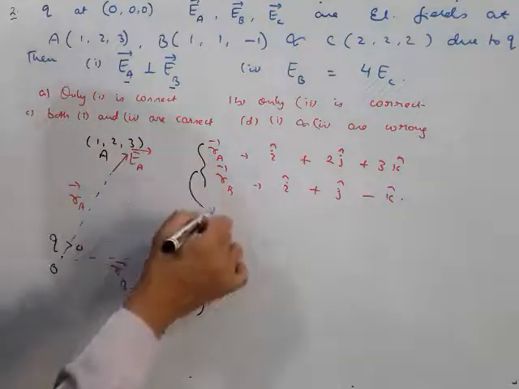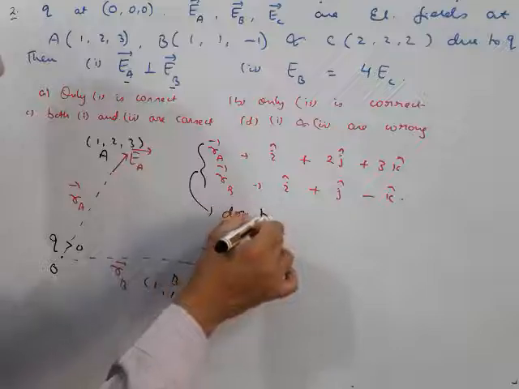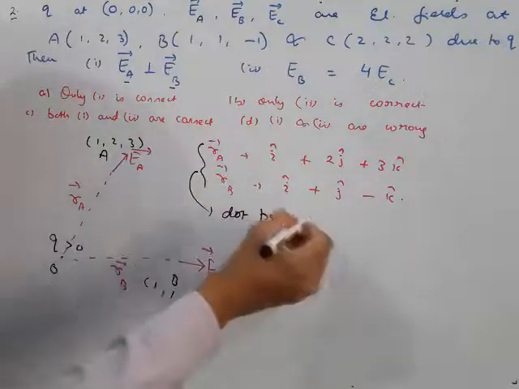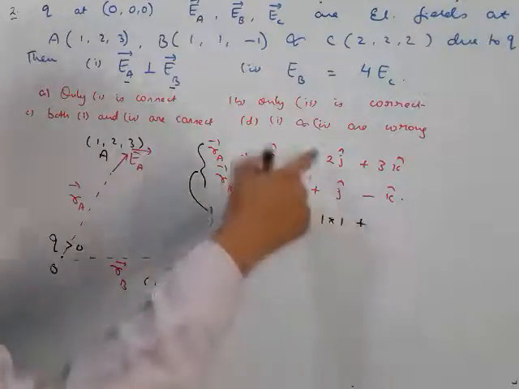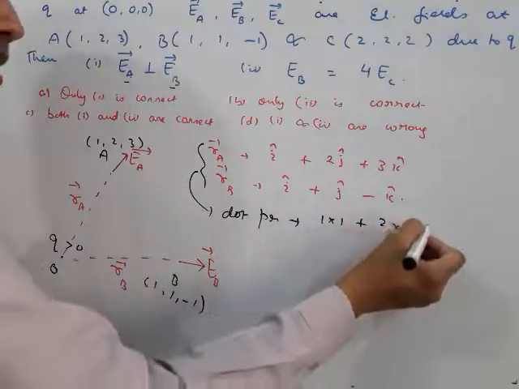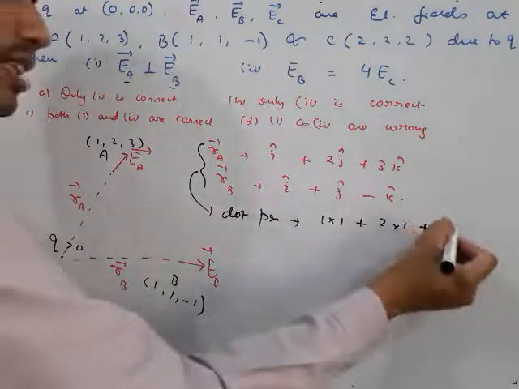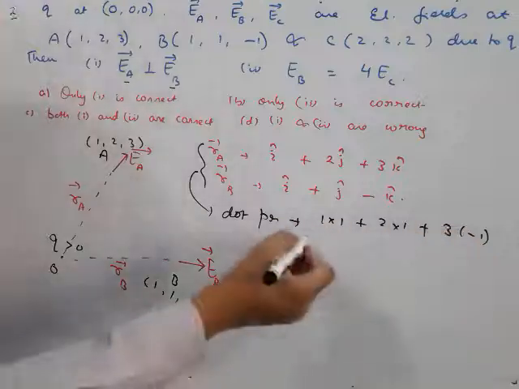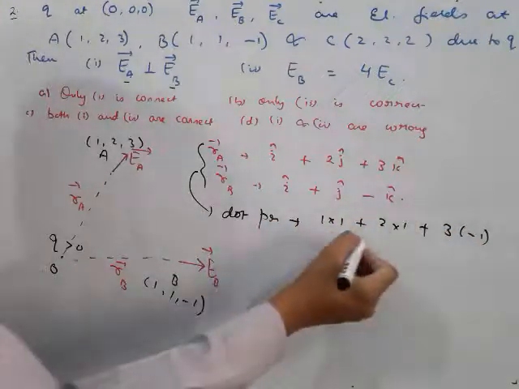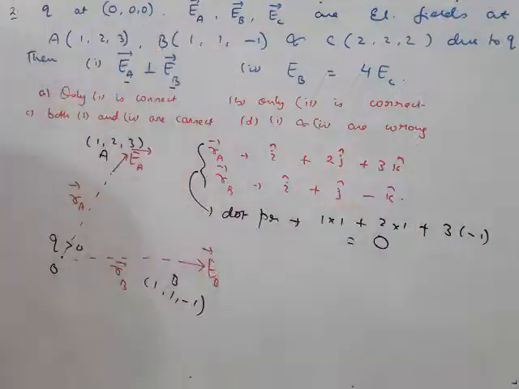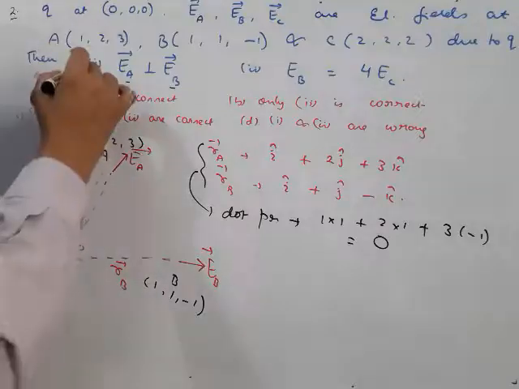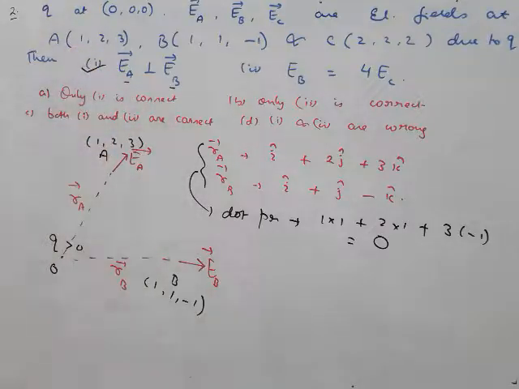So what will be their dot product? Let's check it out. Their dot product will be the product of x components, that is 1 into 1, product of y components 2 into 1, product of z components, that is 3 into minus 1. So 1 plus 2, 3 minus 3, it comes out to be 0. Since it is 0, first statement is correct. That is, EA vector must be perpendicular to EB vector.